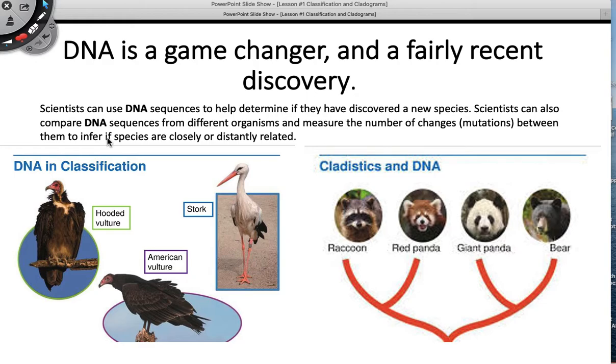And we know that DNA is probably the strongest evidence for phylogeny, or that evolutionary relationship. So scientists now use DNA to classify organisms. We look at the genome of a species, we look at the sequence of base pairs, and we try to see how closely related they are. Then we can use cladistics, which is how we organize these species by how closely related the DNA is.